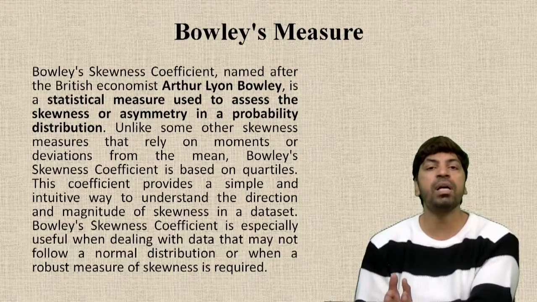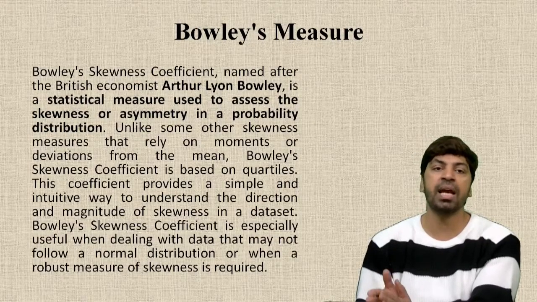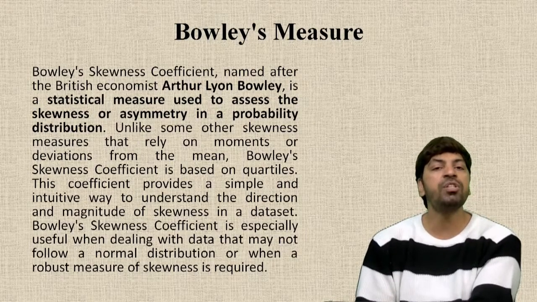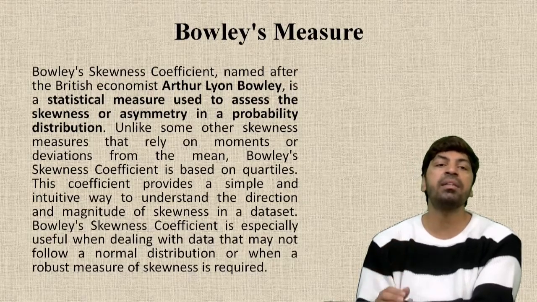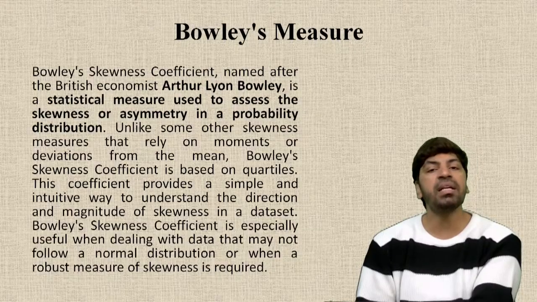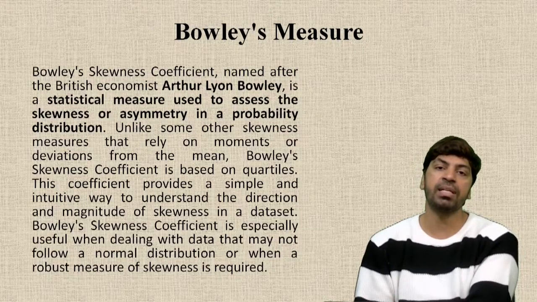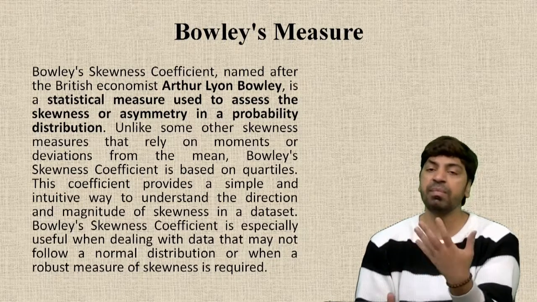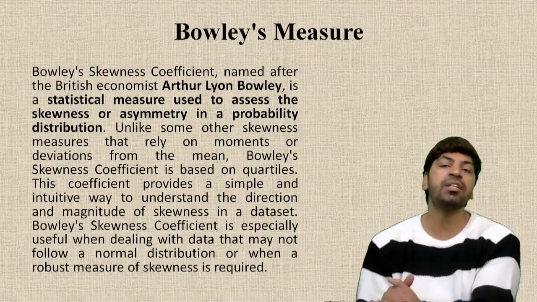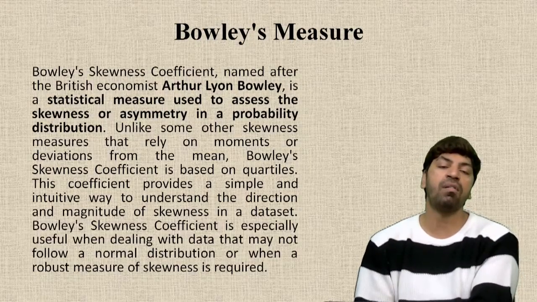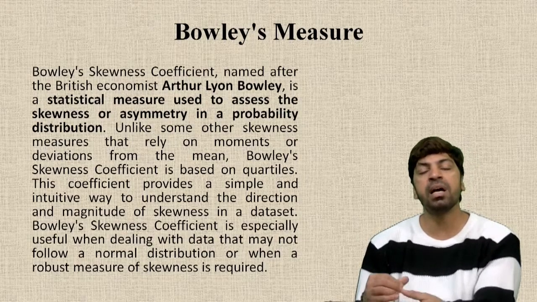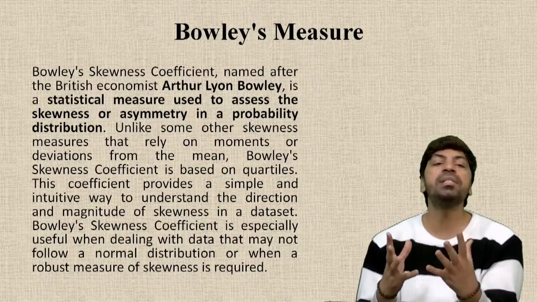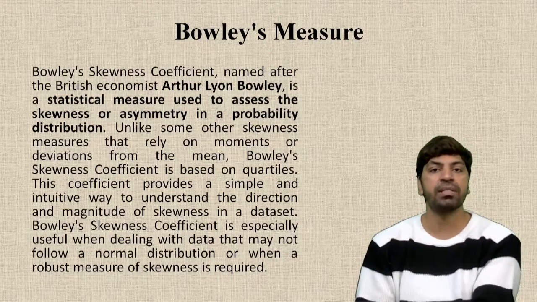that is Q1, Q2, Q3, and so on. So the coefficient provides a simple way to understand the direction and the magnitude of the skewness in the data set. So this measure reflects the direction and the magnitude of the data set, and it is also called a robust measure of skewness.